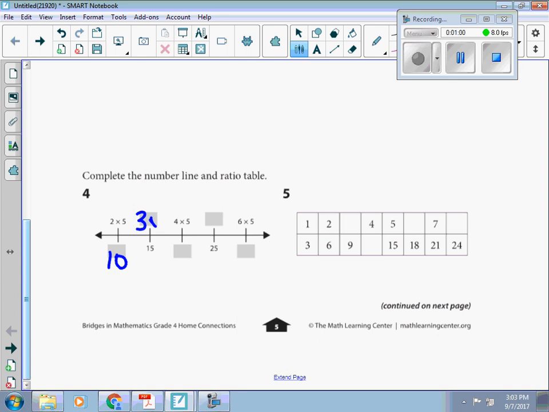So 3 times 5 is 15, 4 times 5 is 20, 5 times 5 is 25, and 6 times 5 is 30. So we're doing jumps of 5. For our ratio table, we're doing, looks like times 3. So 1 and 3, 2 and 6, 3 and 9, 4 and 12, 5 and 15, 6 and 18, 7 and 21, and 8 and 24.